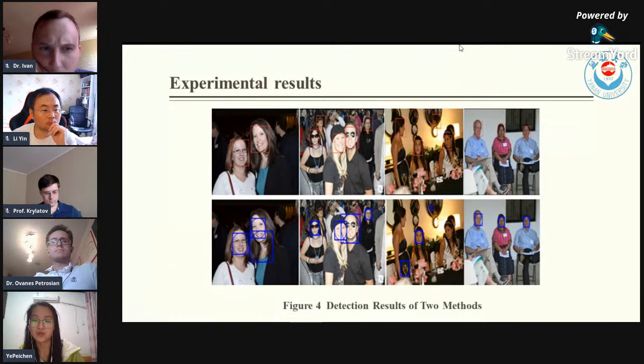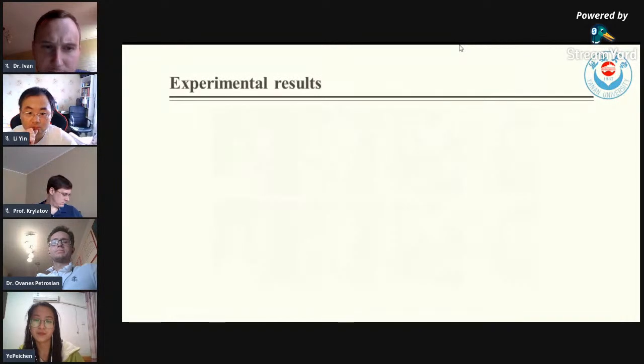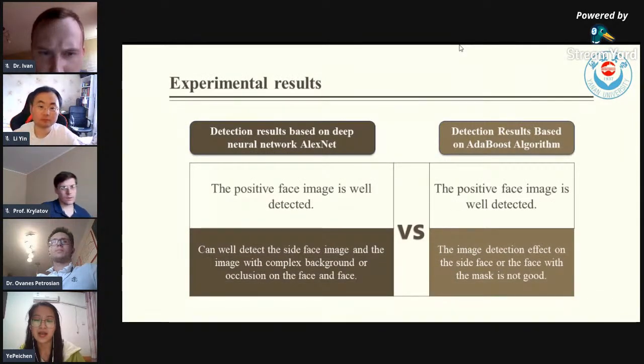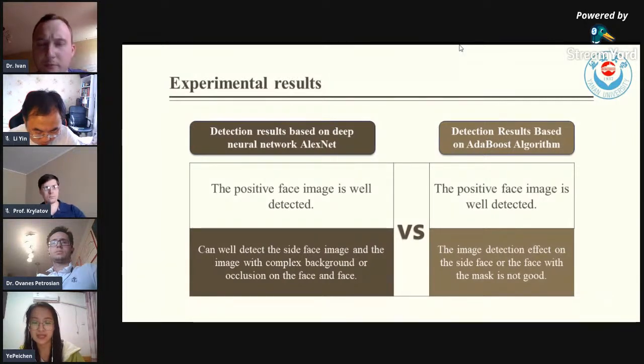The fourth part is the experimental results. This paper adopts the AdaBoost algorithm-based face detection implementation provided by OpenCV and compares the traditional AdaBoost-based face detection effect with the deep neural network AlexNet-based face detection effect through experiments. Comparing the detection results, the AdaBoost algorithm can detect the frontal face image well, but the detection effect for side faces or faces with occlusion is not good. Face detection based on the deep neural network AlexNet can detect side face images well, and it can also detect and process some images with complex backgrounds or face masks well.